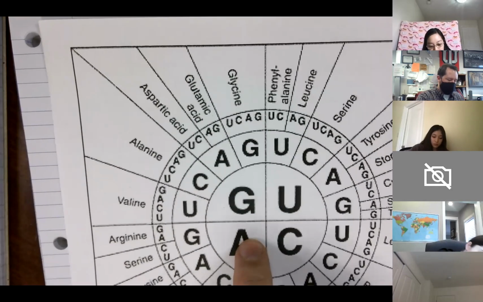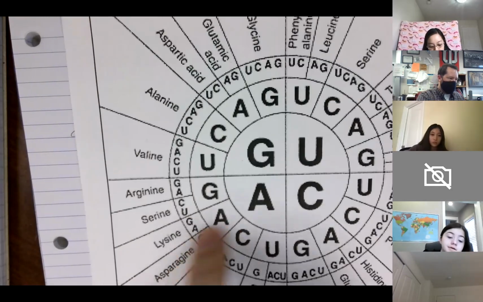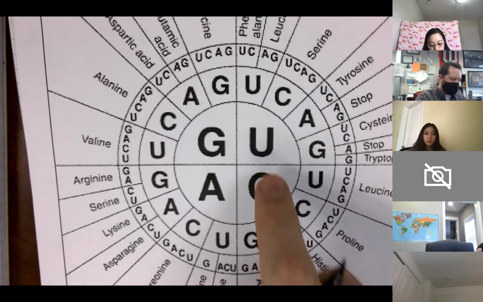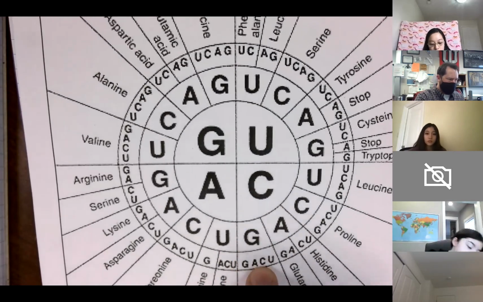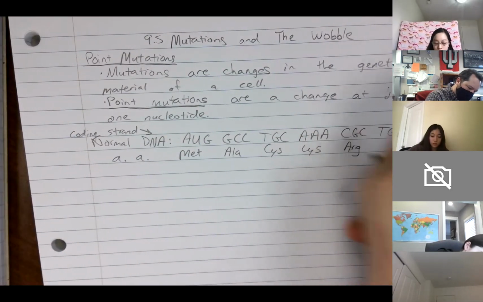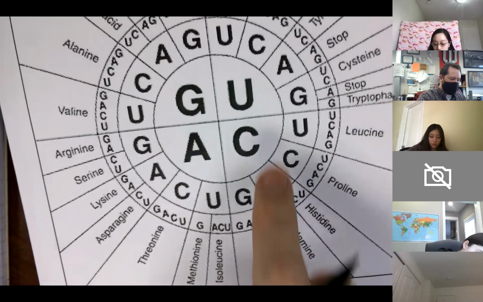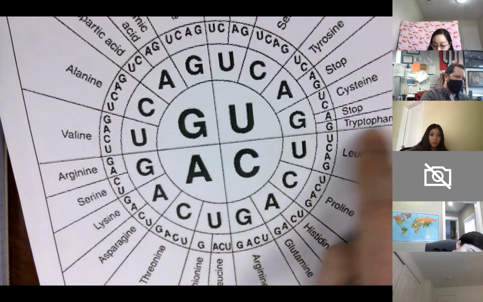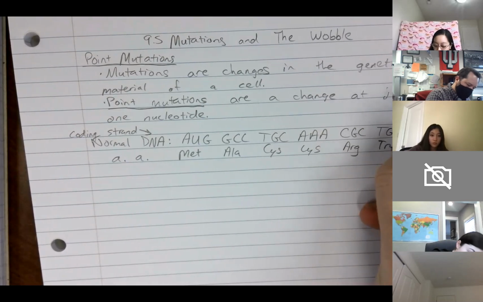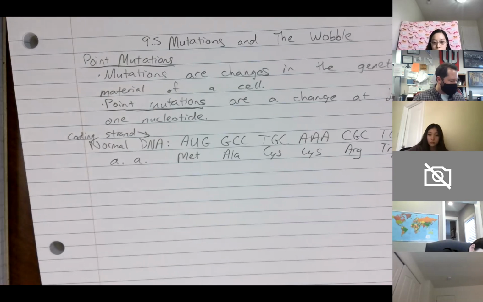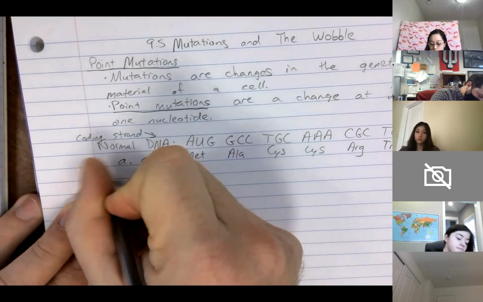AAA, lysine. CGC, arginine. TGG, again, T should be U, so U, G, G, tryptophan. All right, so there's our normal strands. Let's take a look at types of point mutations.